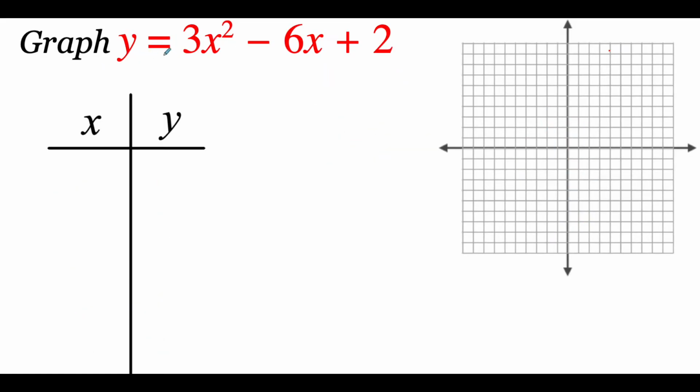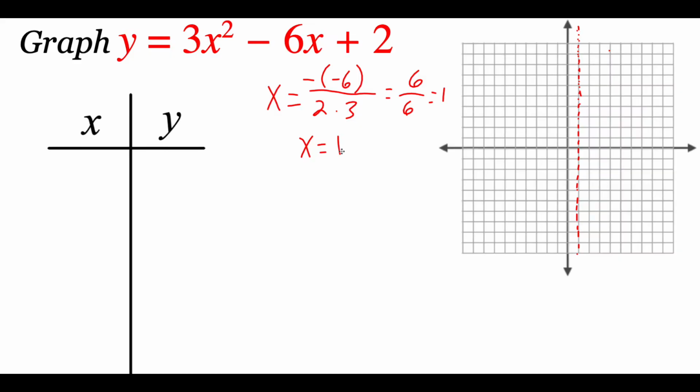Taking a look at this equation, we've got y equals 3x squared minus 6x plus 2. The first thing I want to find is the axis of symmetry, so it's x equals the opposite of the b value, which in this case is -6, over 2 times the a value, which in this case is 3. So the opposite of -6 is +6, and 2 times 3 is 6. 6 divided by 6 is 1, so the axis of symmetry is at x equals 1. So I go to the x value of 1, and that's where my midline is for that axis of symmetry. So that's the line that splits my parabola in half.